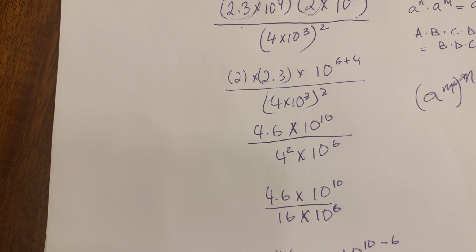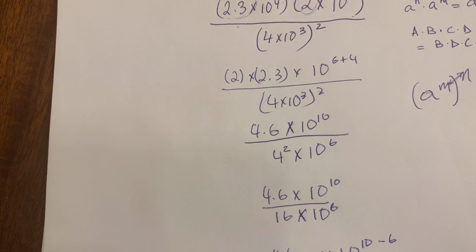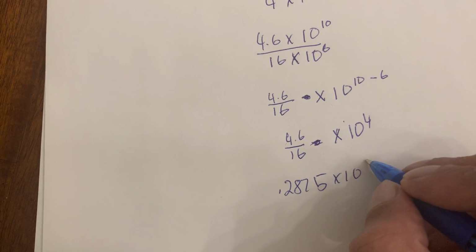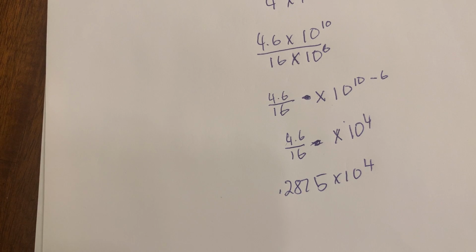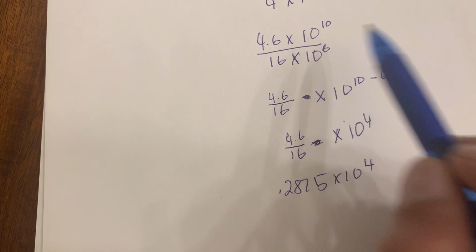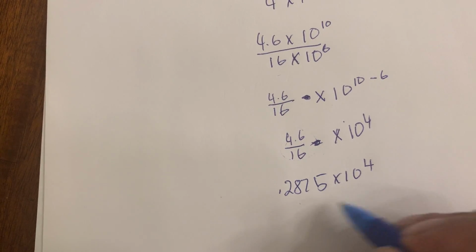Now 4.6 divided by 16 is 0.2875, so 0.2875 times 10 to the 4. And so again, just to go over this, I divide these and I subtract that. That's all that's going on here. When I divide this, I get this over here.